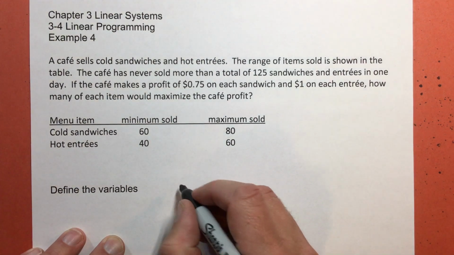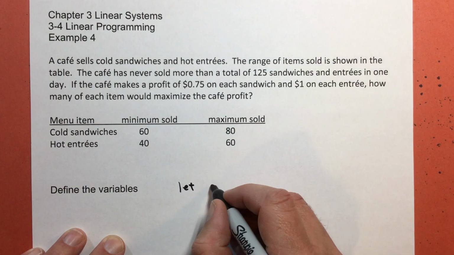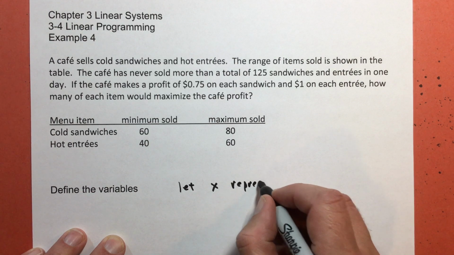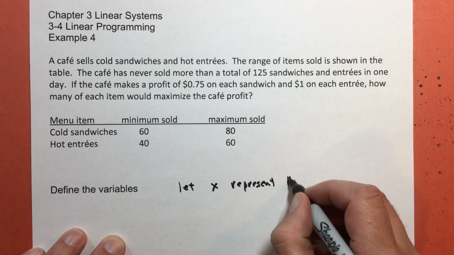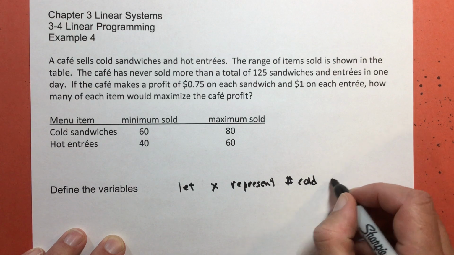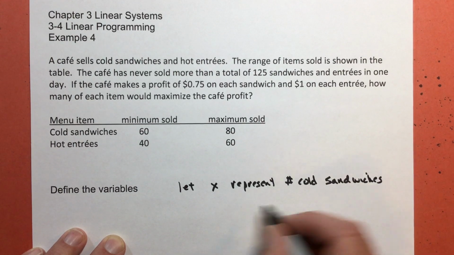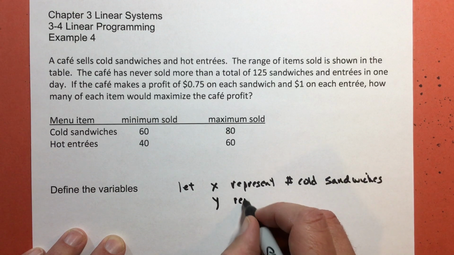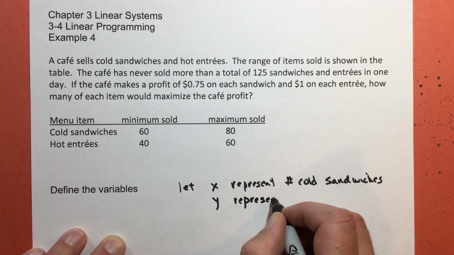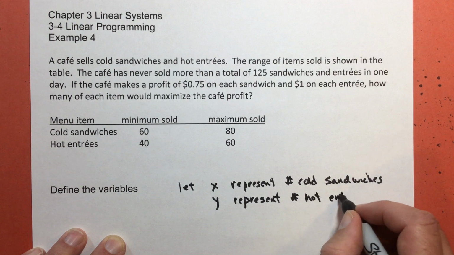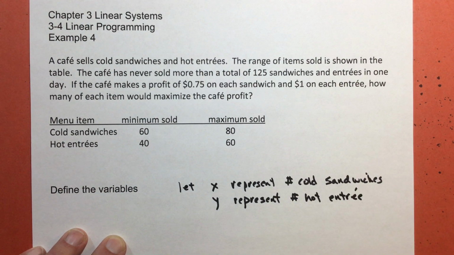First, let's define the variables. So we're going to let, one more time, x and y. We're going to let x represent the number of cold sandwiches, and we're going to let y represent the number of hot entrees. Put the little accent right there.